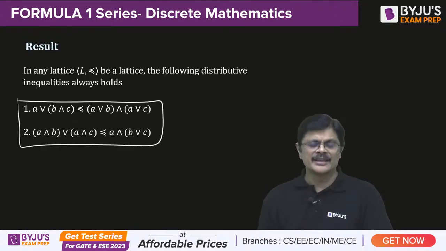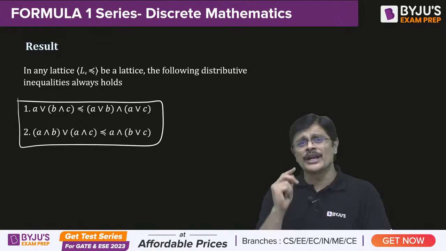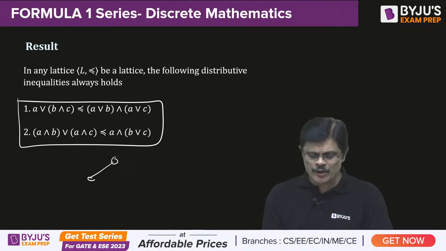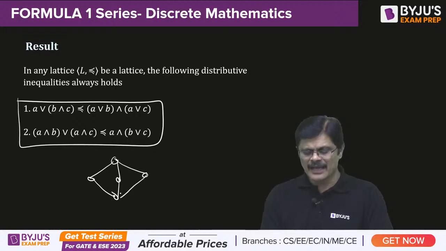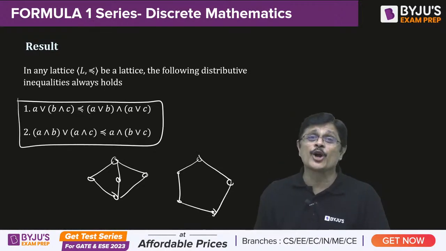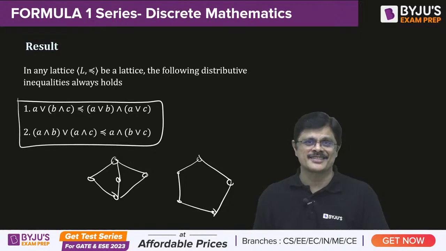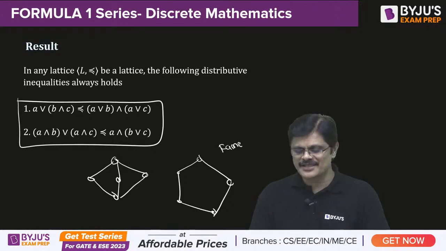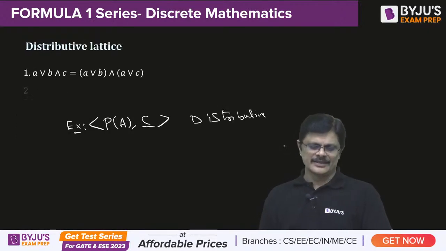And the bad ones, in which distributive properties do not hold good, are two famous ones. One is called the diamond lattice and the other is called the pentagon lattice. Let me draw properly. See, these are the ones which are not distributive. Famous non-distributive lattices are these. Am I clear? Like that.